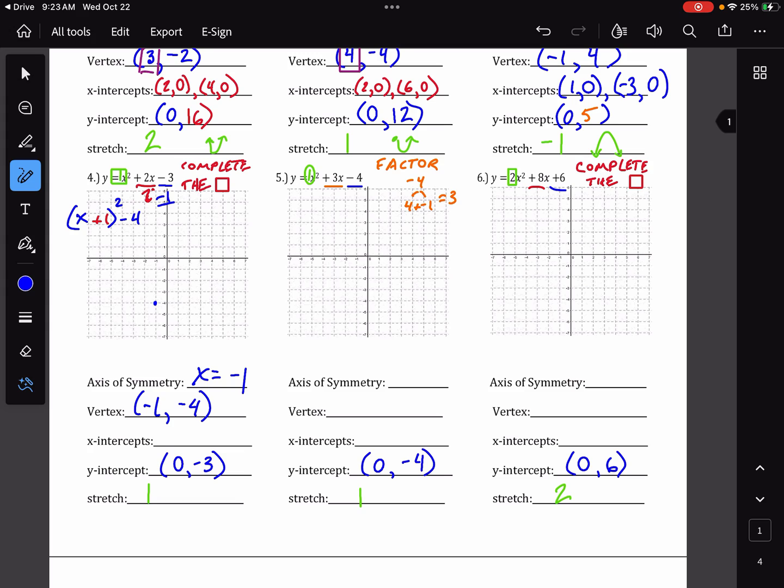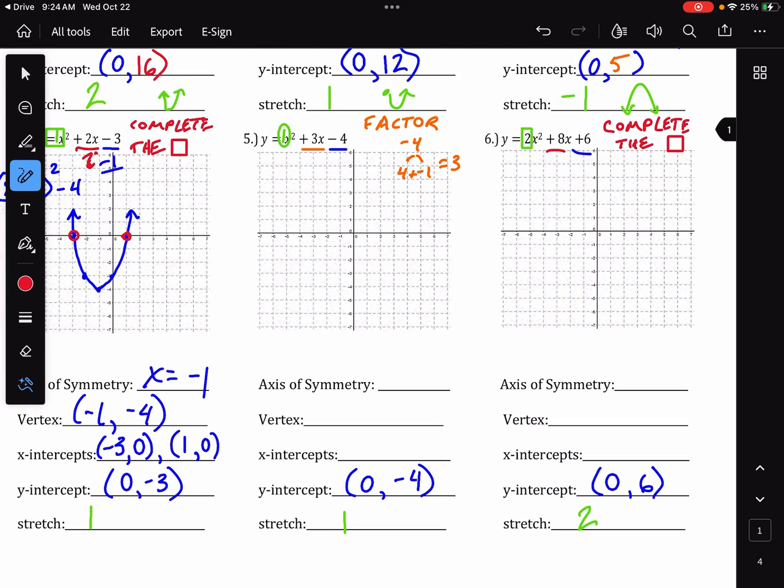We have a regular quadratic sequence with a stretch of 1. So over 1, up 1. Out 2, up 4. And that's really all I need to do because there are my x-intercepts. Our x-intercepts are at negative 3, 0, and positive 1, 0. All right, negative 3, positive 1. All right, we're done with 4.